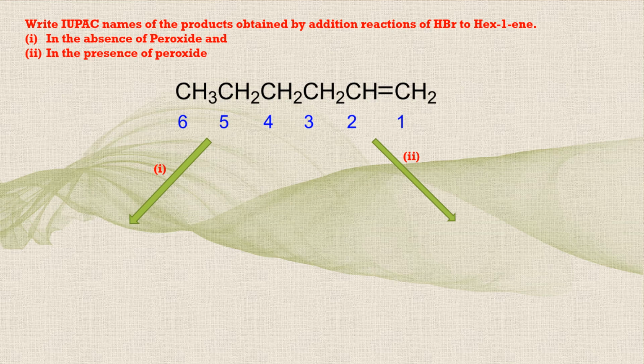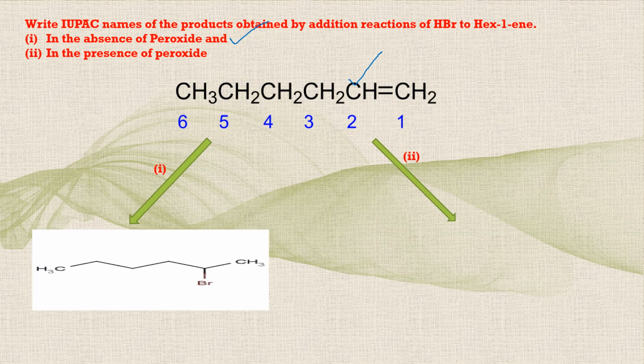Now, a very interesting question from your NCERT: if you have hexene and you have to predict the products in the absence of peroxide and in the presence of peroxide, how are you going to predict that? In the first one, it is the absence of peroxide. In the absence of peroxide, I have Markovnikov addition. So in this case, the negative part should go to the carbon which has the lesser number of hydrogens.